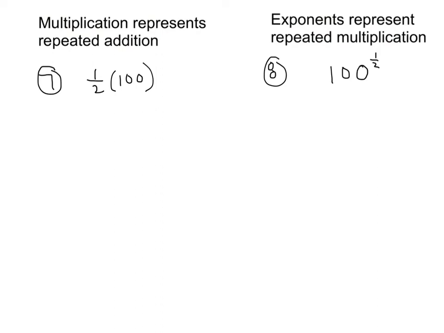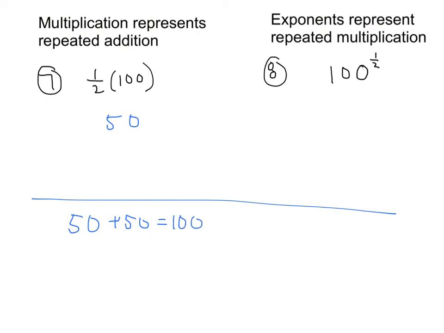So I want to really emphasize this idea of halves. 1/2 times 100 versus 100 to the 1/2 power. Half of 100, 1/2 times 100, is obviously 50. Why? Because 50 plus 50 adds up to 100. Remember, multiplication tells me something about addition. So it makes sense that half of 100 is 50 because 50 plus 50 adds up to 100.